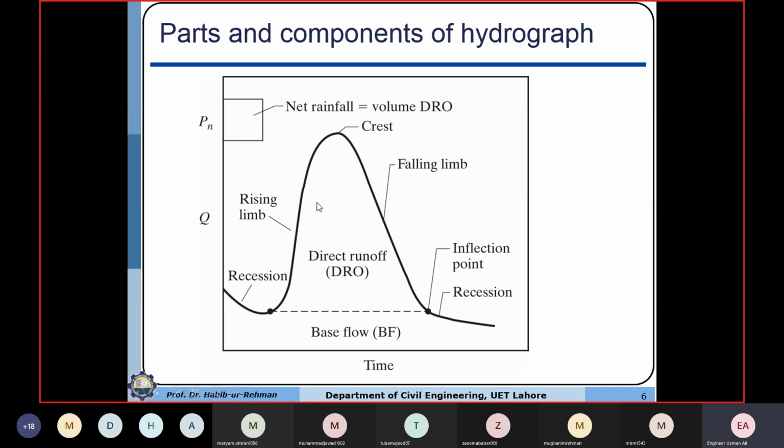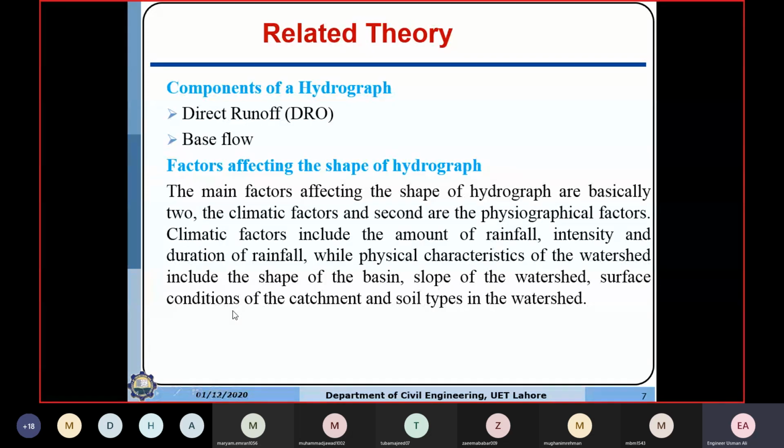So the rising limb, falling limb and crest are a result of the direct runoff. Otherwise, the base flow remains fairly consistent in the channel, and its contribution is quite less as compared to DRO, the quick runoff, and its recession is at a constant rate or sometimes at an exponential rate. So the components of the hydrograph are direct runoff and base flow.